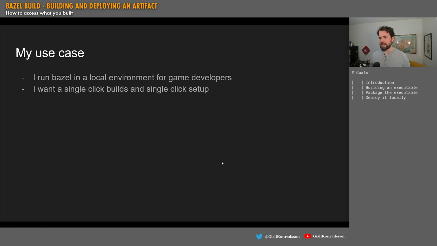The goal for me is a single-click build. Any developer who's working with the environment should be able to make a build of our game, client, or server, or whatever, to test locally with a single click. And I also want my developers to have a single-click setup. So if I'm onboarding someone, I don't have to tell them you need to have this Python version or this version of that. So this is my goal.